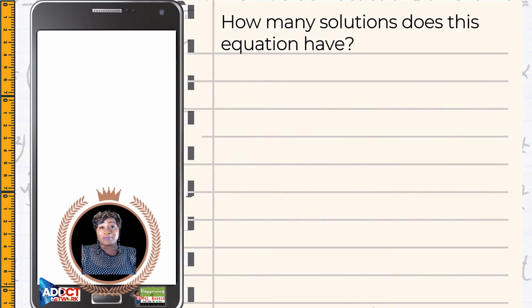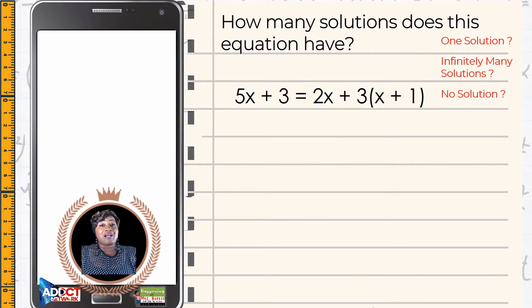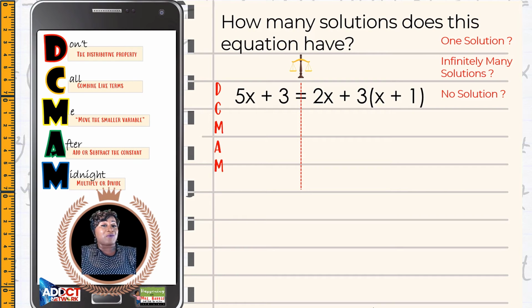Here's our last example. How many solutions does this equation have? One solution, infinitely many solutions, or no solution. Here's the problem: 5x plus 3 equals 2x plus 3 times the quantity of x plus 1. We'll draw the line down the equal sign to balance the equation, and we will use our DCMAM steps to guide us in our problem solving.